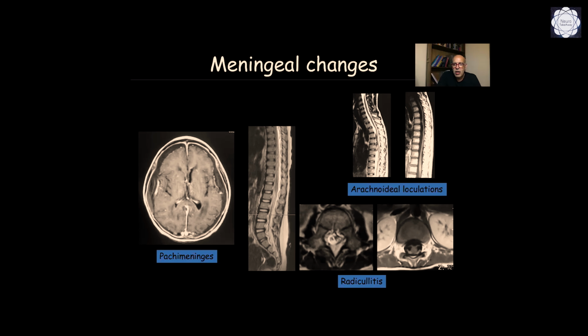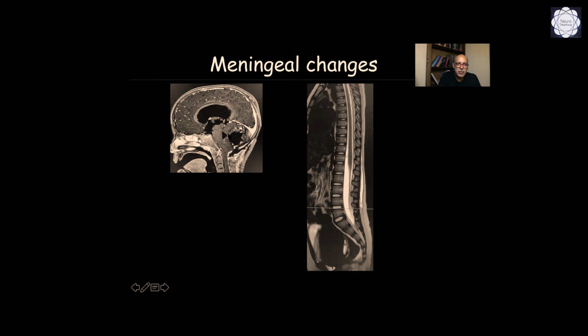This produces a plastic phenomenon at the level of the roots, of the cauda equina roots. You can see here the disorganization and the clumping of the roots, including the enhancement of the dorsal roots at the level of the conus medullaris. And finally, this complication, arachnoidal loculations. They may be very harmful because they compress and distort the spinal cord, and they can be treated with surgery, with disruption of this septum.